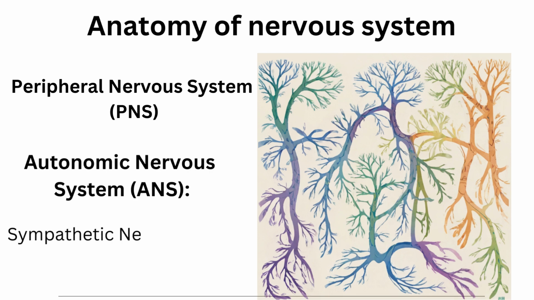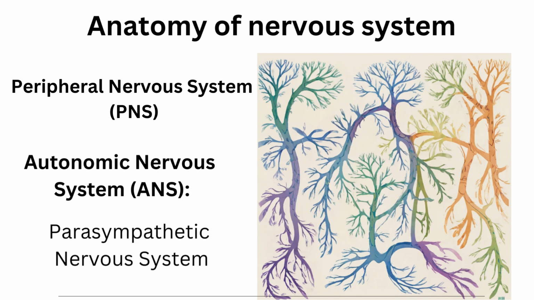Sympathetic nervous system. Activated in times of stress or danger, fight or flight response, it increases heart rate, dilates pupils, and redirects blood flow to muscles. Parasympathetic nervous system. Promotes relaxation and restores the body to a state of rest and digest. It slows heart rate, constricts pupils, and promotes digestion.